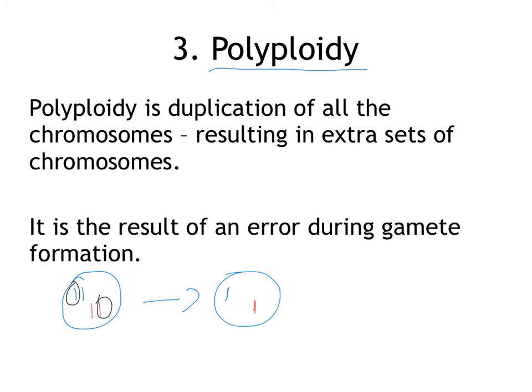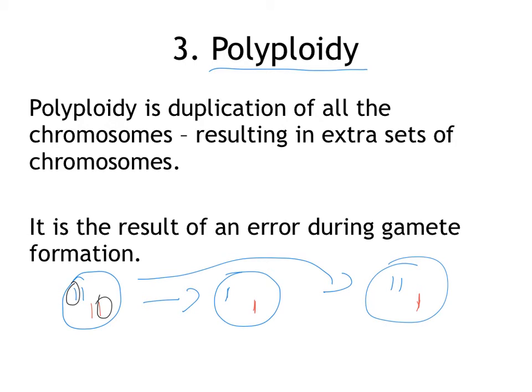But if something goes wrong in that process when division takes place, you could maybe end up with an organism or a gamete which has, say, these two pairs end up in the gamete and just one of these chromosomes end up in the gamete, or there's all sorts of other arrangements.